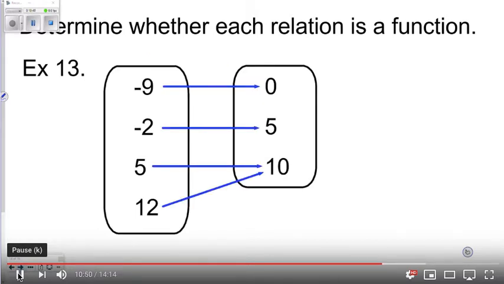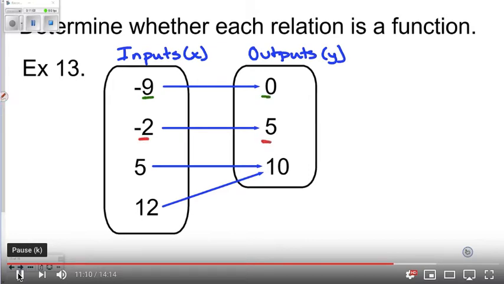Now we're looking at a mapping. So this takes your input values, your x values on the left-hand side, and maps them to an output value or y value on the right side. So our inputs are -9, -2, 5, and 12. -9 pairs with 0, -2 pairs with 5, 5 pairs with 10, and 12 pairs with 10. None of those x values are repeating. None of them are pairing with more than one thing, so this is a function.